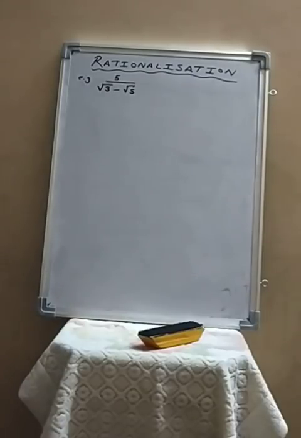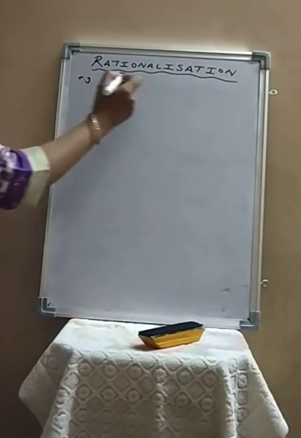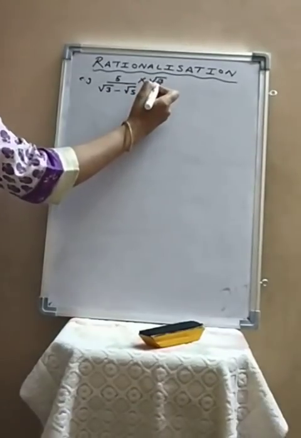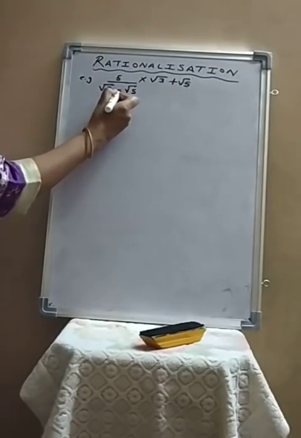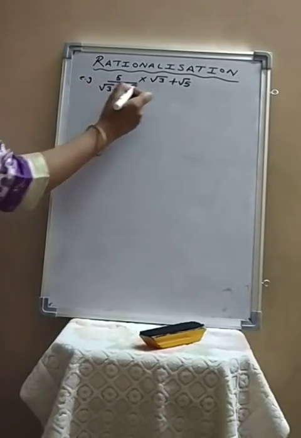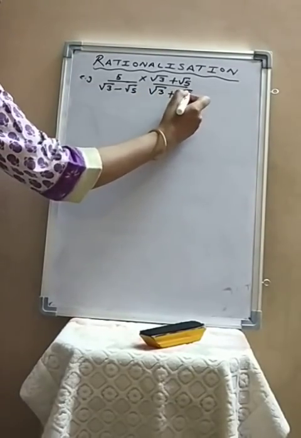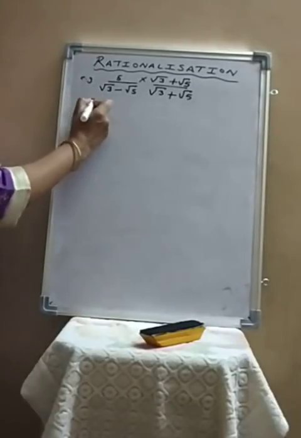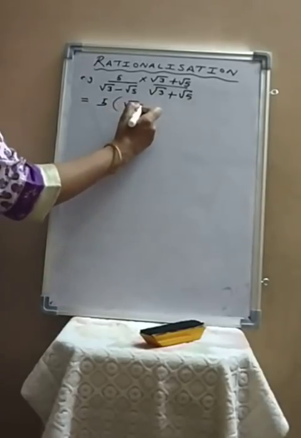Let's take the next example, children. This is 5 upon root 3 minus root 5. So here we will multiply the numerator and denominator by root 3 plus root 5. That is the sign which is opposite to this sign. So root 3 plus root 5, denominator also root 3 plus root 5. Let us simplify it. Keep this 5 outside and let us write it in the bracket.